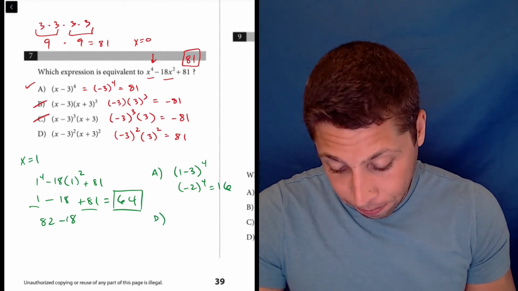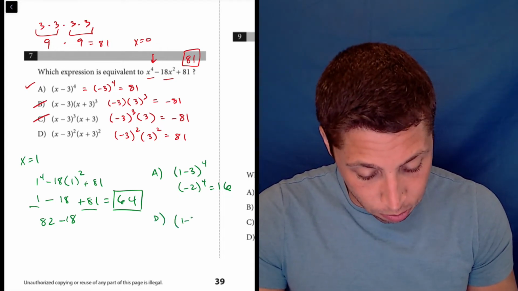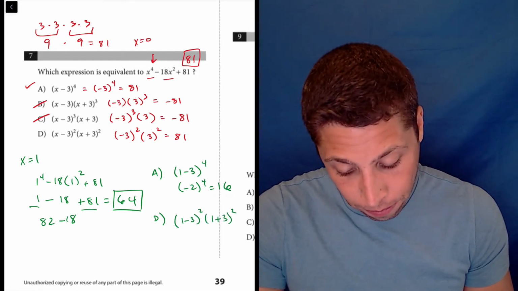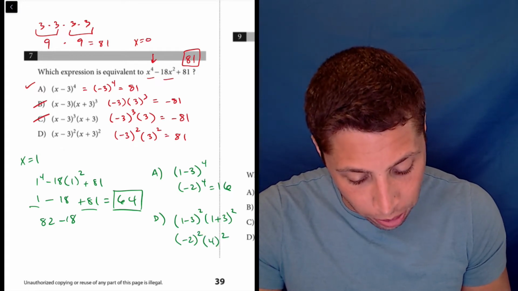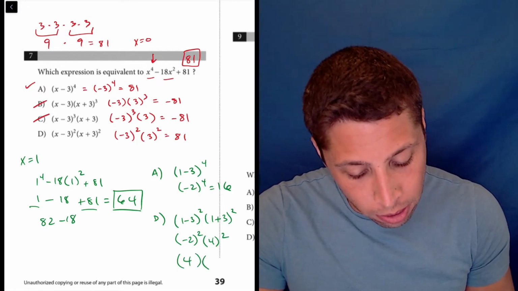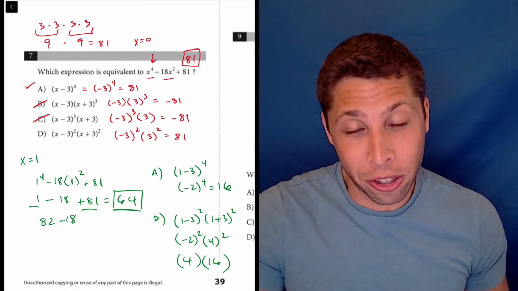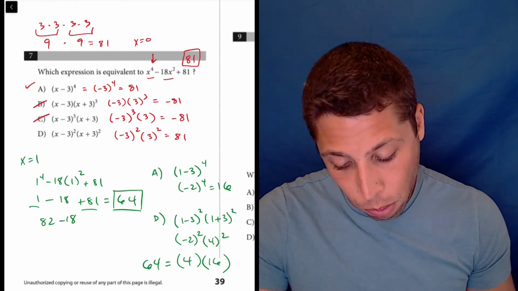But let's try D. That would be 1 minus 3 squared times 1 plus 3 squared. So that's negative 2 squared times 4 squared. That's 4 times 16. So 2 times 16 is 32. Times it by 2 again, and that is 64.